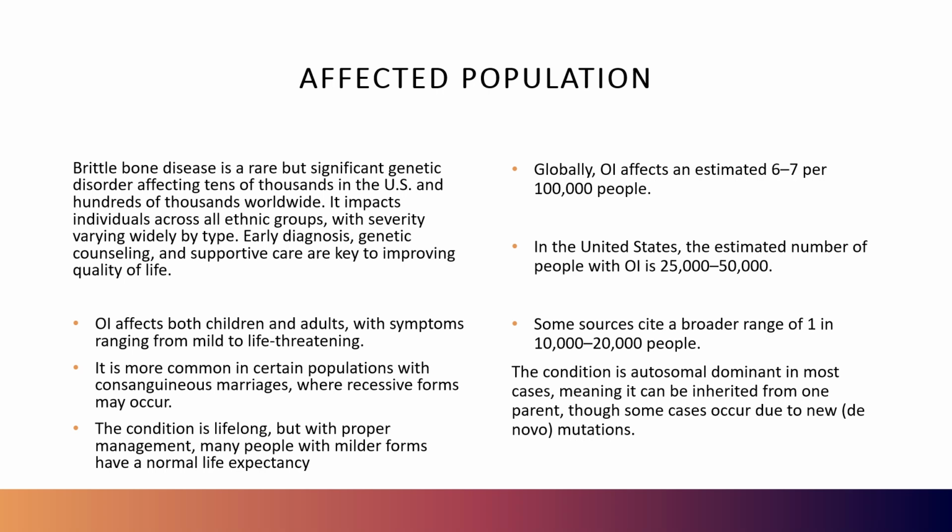It is also most common in those who have consanguineous marriages. That means they are in some form or shape related. About 6 to 7 per 100,000 people are affected. In the US, the estimated number of people with this disease is 25,000 to about 50,000. This disease is mostly inherited from one parent.